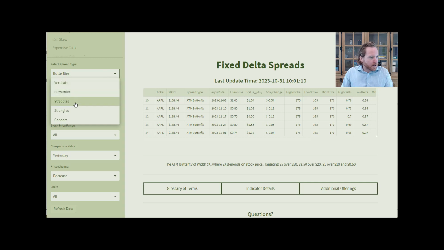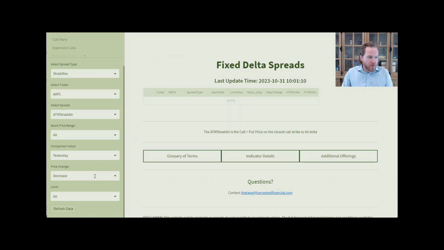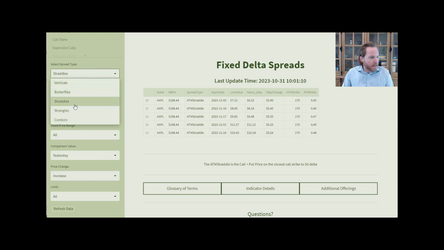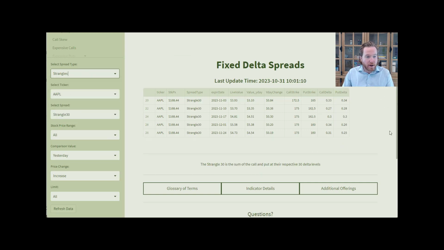You can also look at straddles. No decreases in straddles, only increases for Apple with volatility up. So front month straddles up about 90 cents, and across the board, the 170 straddles are all up. If we look at the strangles, I'm going to guess those are up also. So as a reminder, the strangle is similar to a straddle, but instead of selling the call and put or buying the call and put at the money, we're going to go a little bit further out the wings. So we have both a strangle 30 and a strangle 15 here. That suffix refers to the number. So are we looking at the 30 delta strangle, or are we looking at the 15 delta strangle?